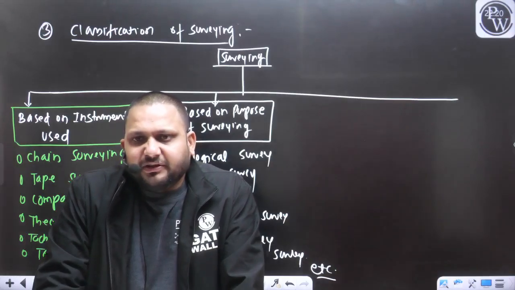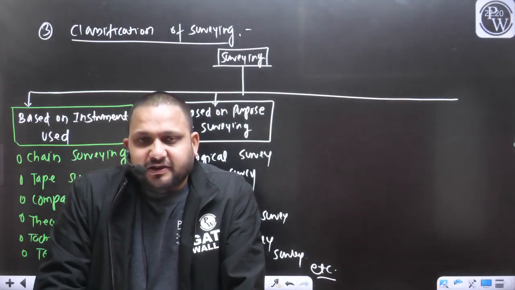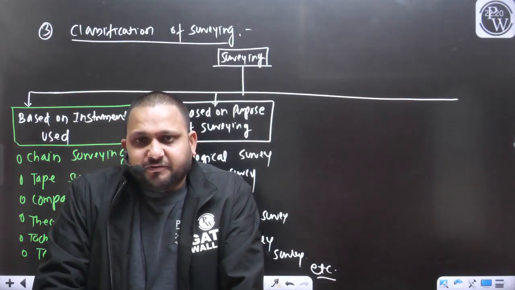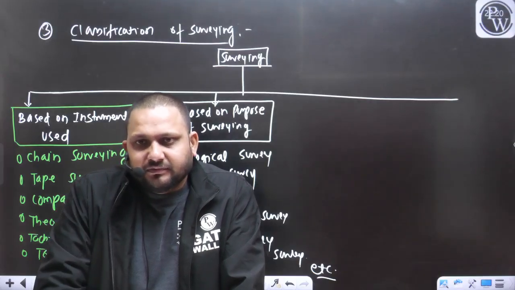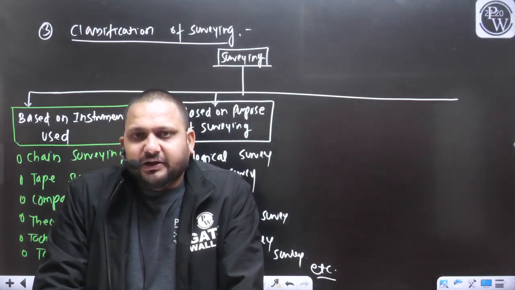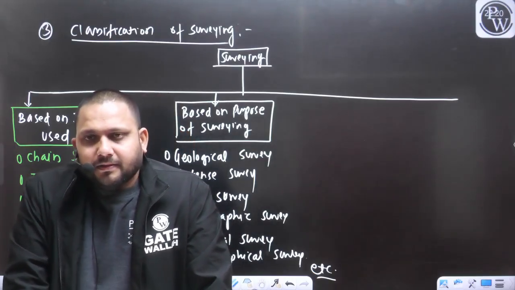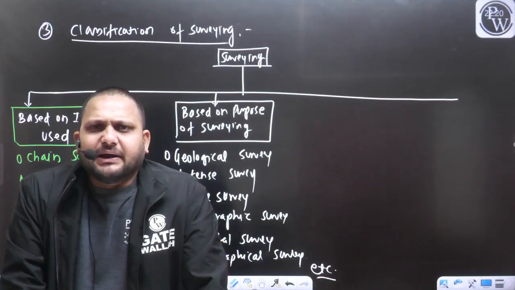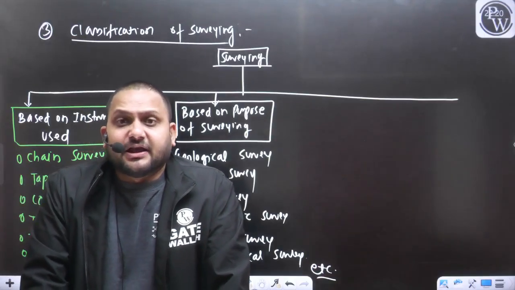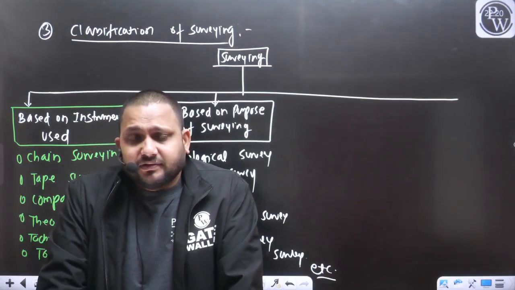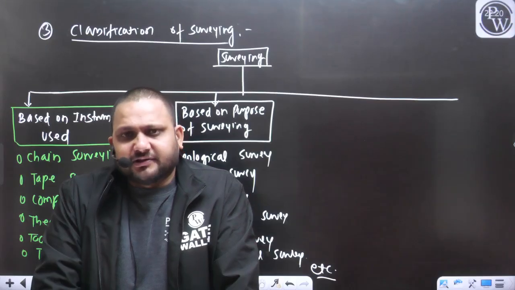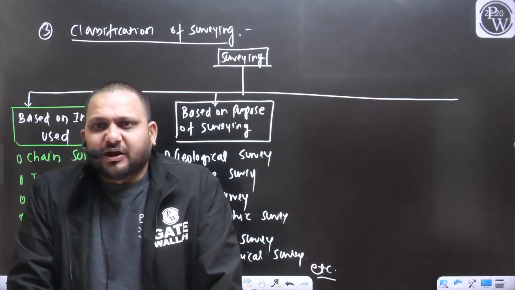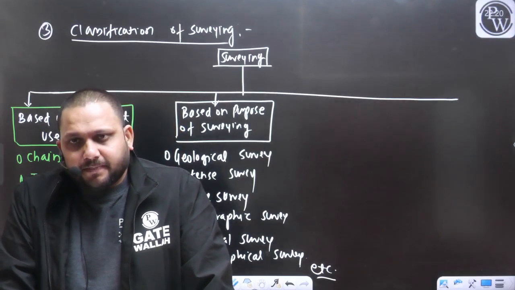What is the difference between the geological and geographical survey? Geological features you will get below the earth surface. Above the earth surface, like building blocks, man-made structures, natural structures, collecting the information about the man-made or natural structures is known as the geographical or topographical survey.